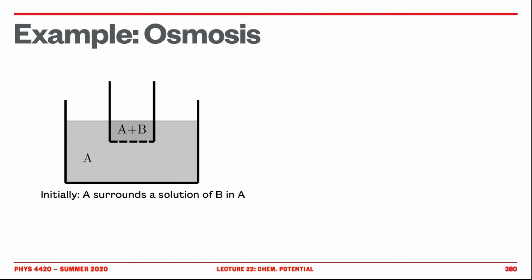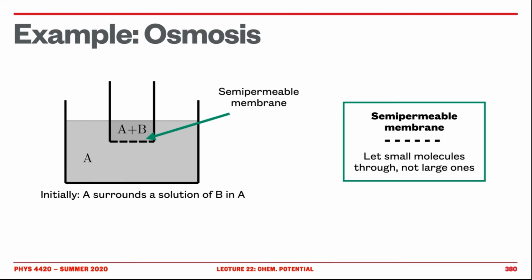This container has something special at the bottom. It has a semi-permeable membrane. A semi-permeable membrane is a membrane that lets some molecules, the small ones, go through, and the large ones cannot. So this membrane is done in such a way that molecules A can move back and forth through the membrane, but molecules B are stuck above the membrane. This is the starting point. So the question is, what's happening if you have such a system? What should happen?